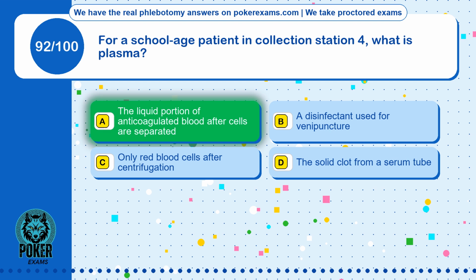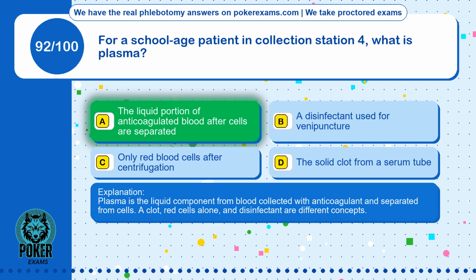The correct answer is option A. The liquid portion of anticoagulated blood after cells are separated. Plasma is the liquid component from blood collected with anticoagulant and separated from cells. A clot, red cells alone, and disinfectant are different concepts.